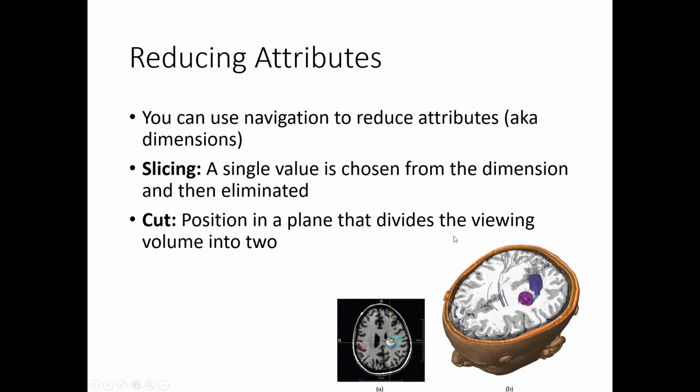Another tool for changing the view is reducing attributes instead of items. And you can use navigation to reduce the attributes, that is the dimensions. For example, slicing, which we see here. Figure A is an axis-aligned slice of a brain scan, while B is an axis-aligned cut. While the axis slices are most familiar to users, slicing is also possible in higher dimensions. So the slice is a single value chosen from the dimension and then eliminated. A cut is a position of plane that divides the viewing volume into two.